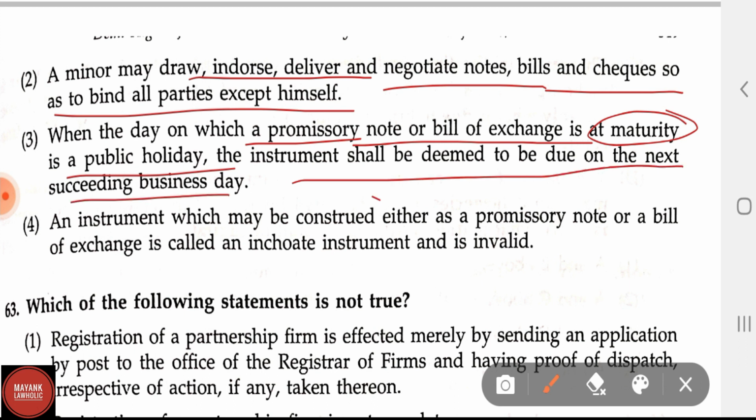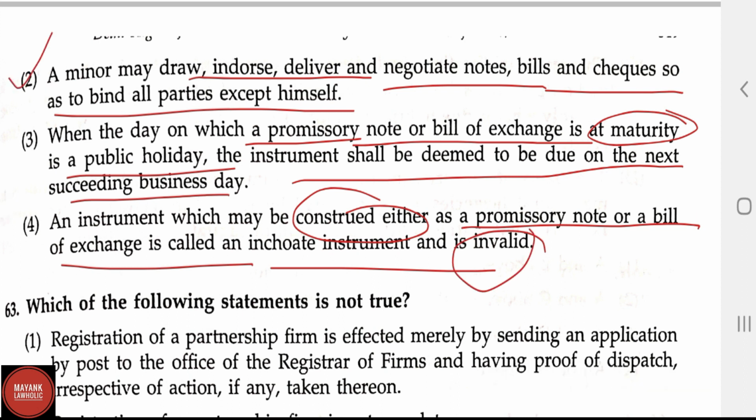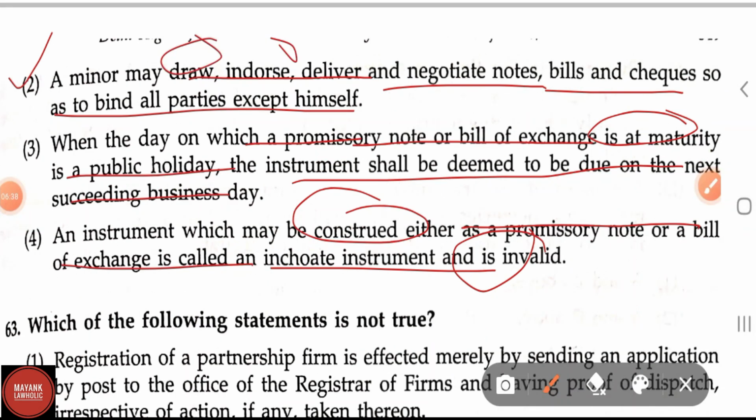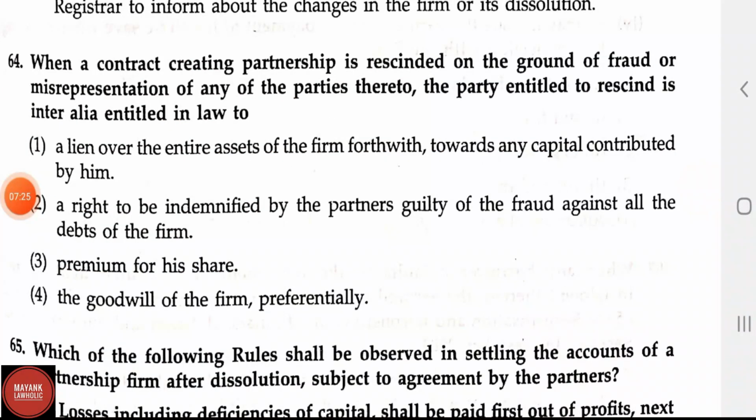Option 4. An instrument which may be construed either as a promissory note or a bill of exchange is called an inchoate instrument and is invalid. Of all the statements, statement 2 is the correct one. A minor may draw, endorse, deliver and negotiate notes and bills of exchange so as to bind all the parties except himself. Let us see question number 64.